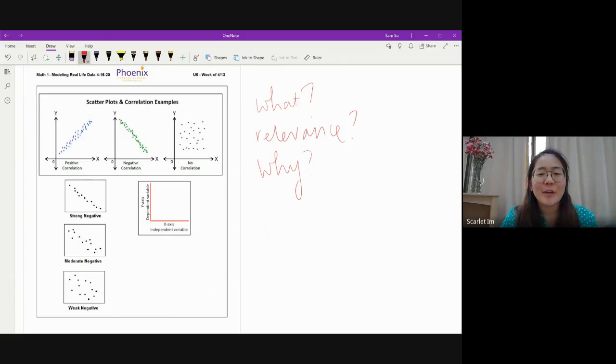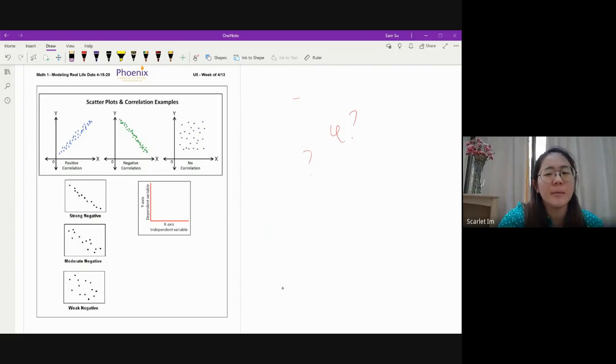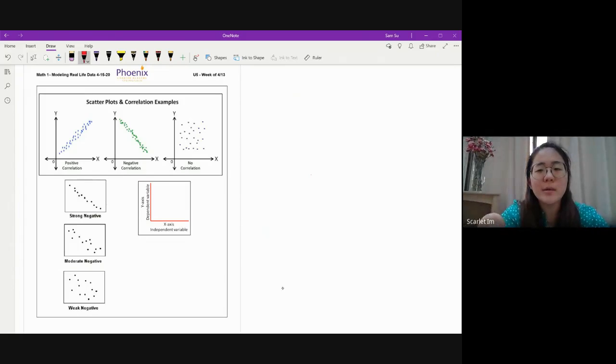Okay, so you're talking about the what, the relevance, and the why, and that's what you're really thinking about when you're talking about scatter plots. Like we said, when we're talking about correlation, we're really just talking about the relationship between certain variables, and variables are things that we're measuring, counting, kind of keeping track of about certain data. And so when we're trying to describe a scatter plot, there are 4 key things that you want to focus on.